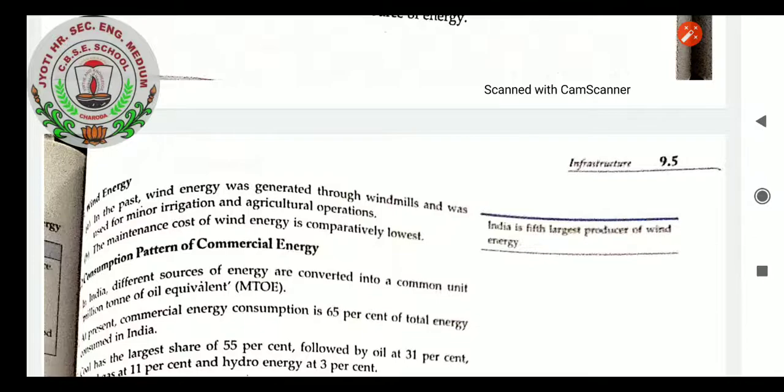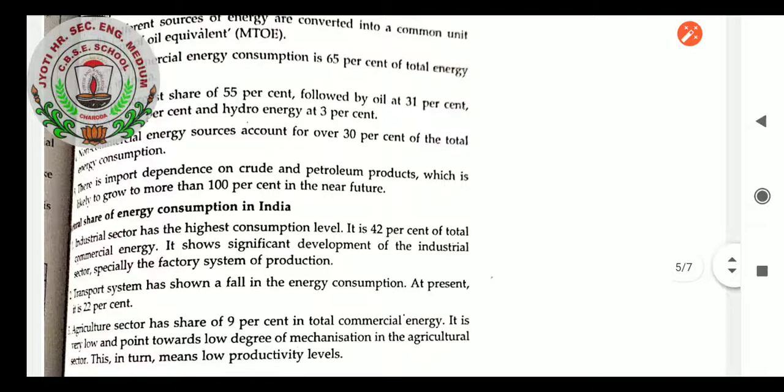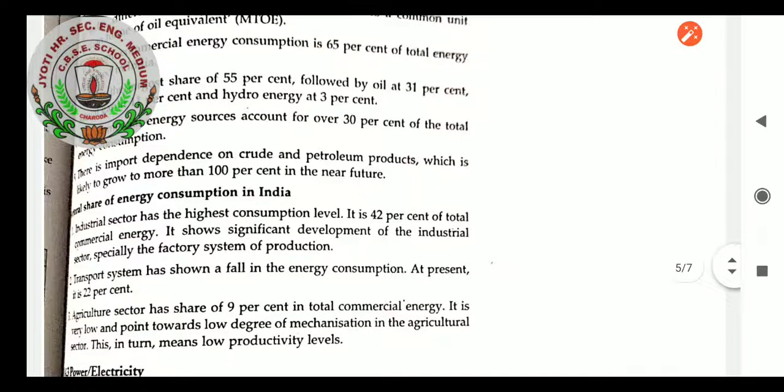So this is the consumption pattern of commercial energy, students. This was the general introduction to how we can have the consumption of different commercial energies. Sectoral share of energy consumption in India: when we talk about it, the industrial sector has the highest consumption level. It has 42% of the total commercial energy.